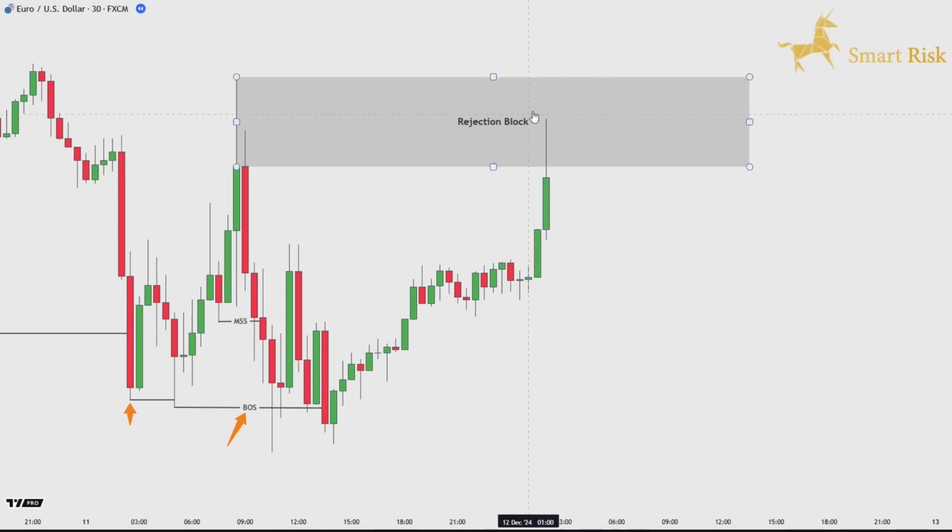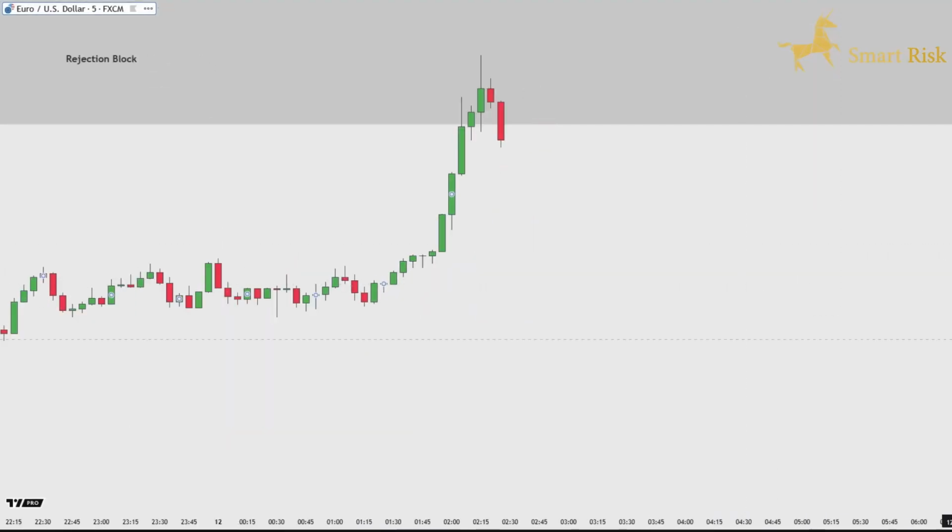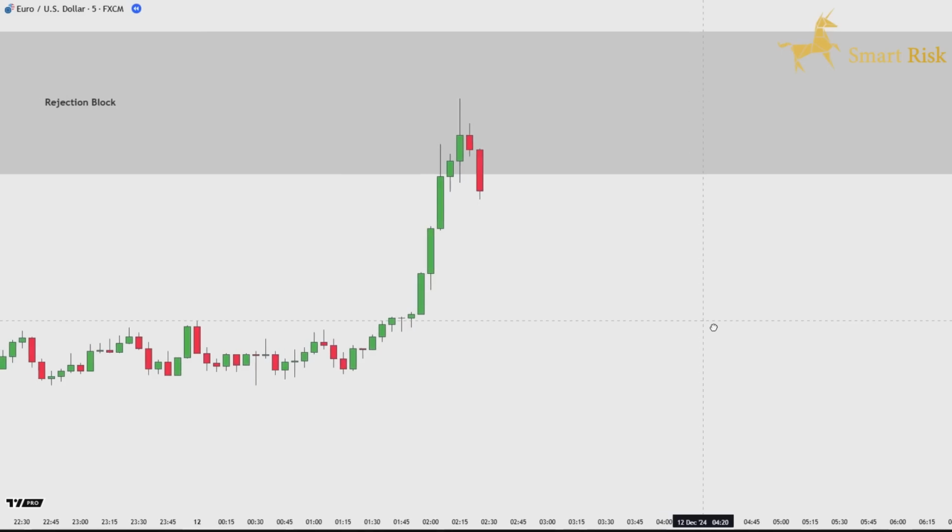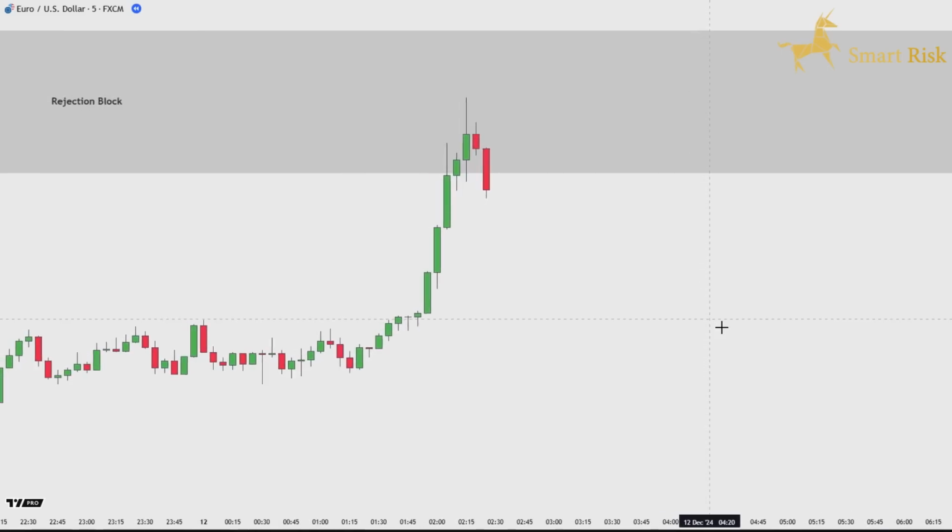Once the price enters the unmitigated rejection block, I'll zoom into the 5-minute time frame for a clearer view of the price action and to identify a suitable entry point for a short trade. Now, with the 5-minute chart on the screen, you can see that once the price touched the exact 50% of the higher time frame's rejection block, its bullish momentum weakened, and it got rejected in the opposite direction.